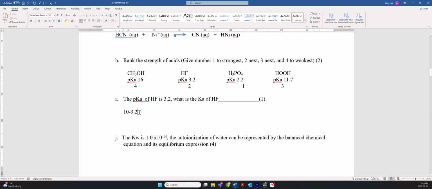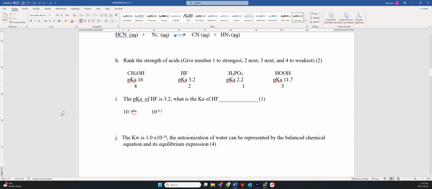This is called the anti-log. Whenever you look at pK or pH, you take 10 to the negative pK, or the pH, the power of that. So this is the power of 10 to the negative pK, so you go 10 to the negative 3.2.